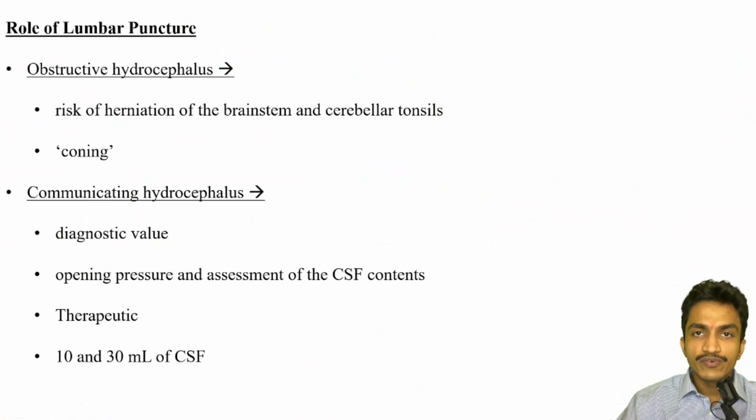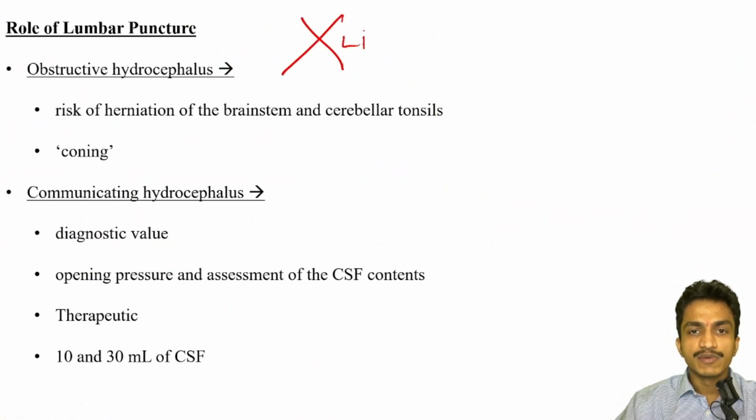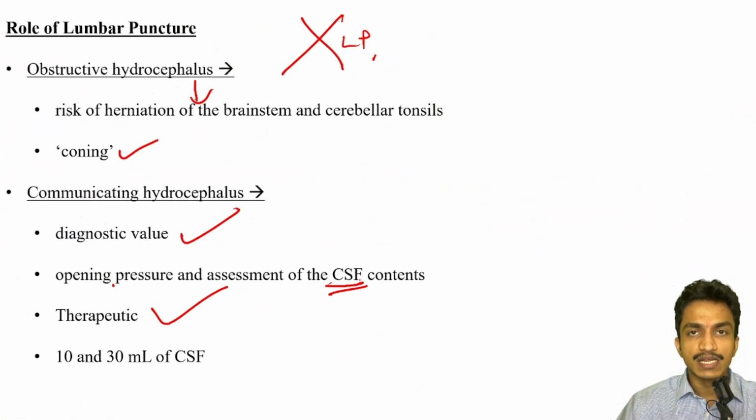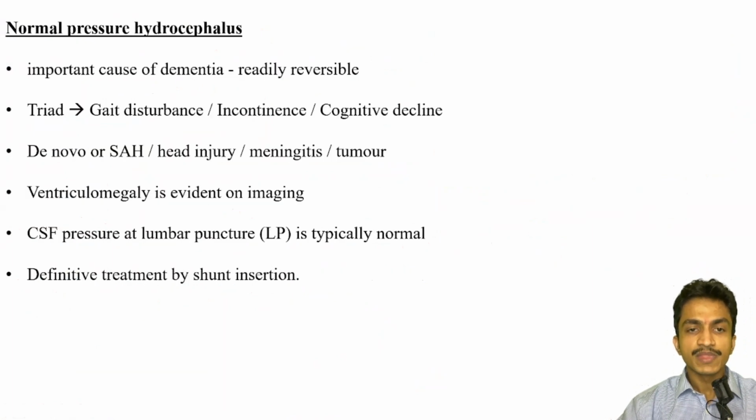Now, what is the role of lumbar puncture in patients having hydrocephalus? If there is an obstructive hydrocephalus, then we should not do an LP because it will lead to herniation of the brainstem and the cerebellar tonsils, and there will be a resultant herniation known as coning. In communicating hydrocephalus, it has both diagnostic and therapeutic value. Diagnostic, it will give us the pressure, and from the CSF we can assess the likely cause. Therapeutic, we can drain 10 to 30 ml of CSF, which will decrease the pressure and the symptoms.